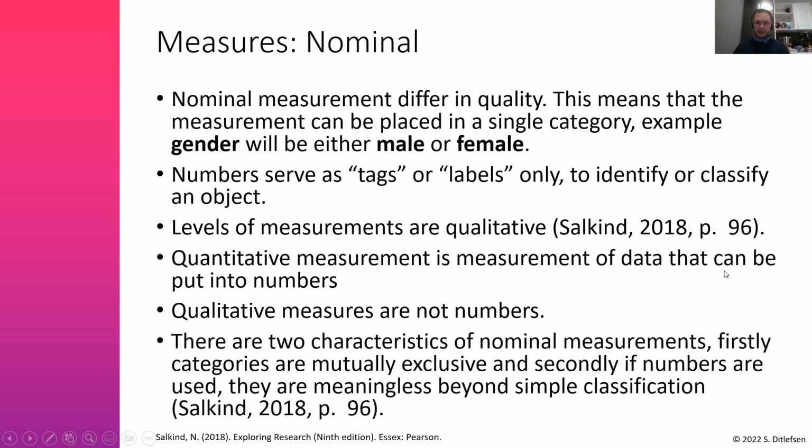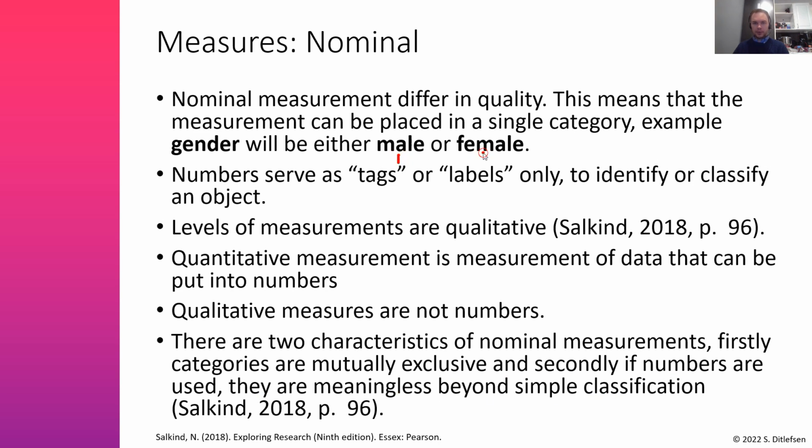And there are two characteristics of nominal measurements. Firstly, categories are mutually exclusive. And secondly, if numbers are used, they are meaningless beyond simple classification. Okay, the first one, categories are mutually exclusive. This means that you can either be male or female. You cannot be both. So that means it is mutually exclusive. Secondly, if numbers are used, they are meaningless beyond simple classification.